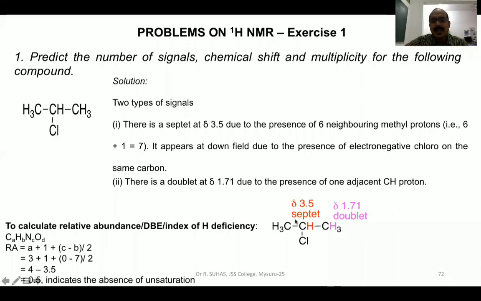We can say that the average is 3.5. So for this proton, you can expect the value of 3.5. For this proton, you can expect the value of 1.7. So this is about the chemical shift. Next, we have to predict the multiplicity.